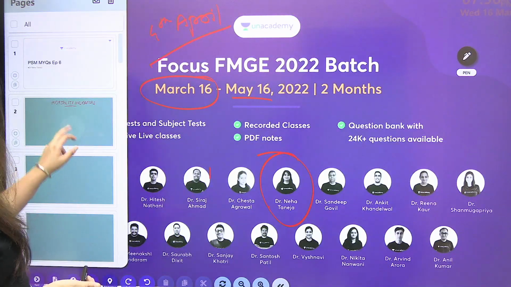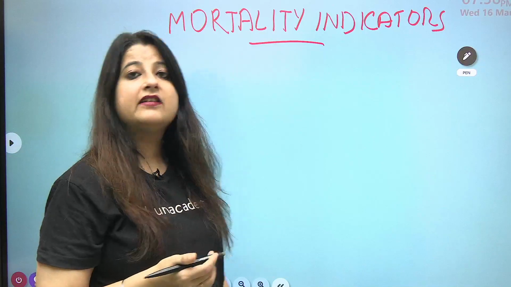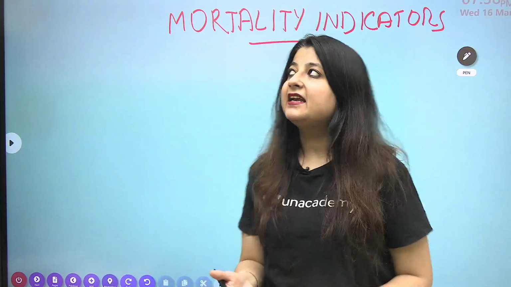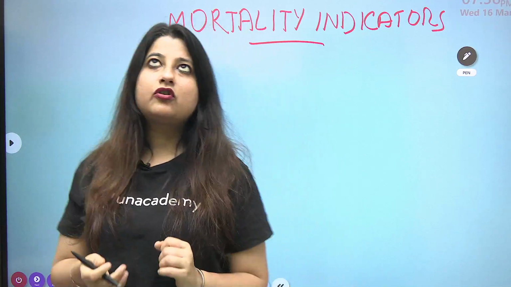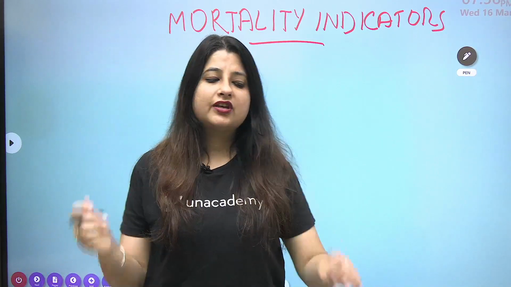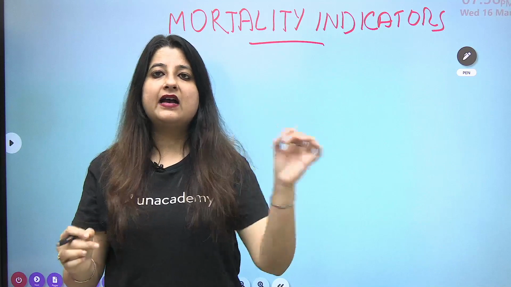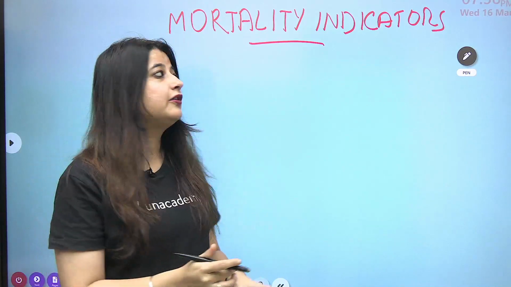So let us now discuss mortality indicators, guys. What are mortality indicators? Those that reflect death. Now, why did I pick up this topic? Because many of you have a confusion about where 1000 is used and where 1 lakh is used. So let us try to understand this.